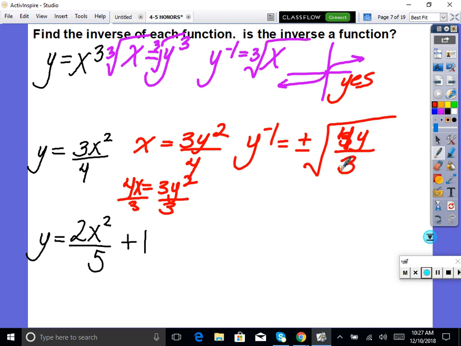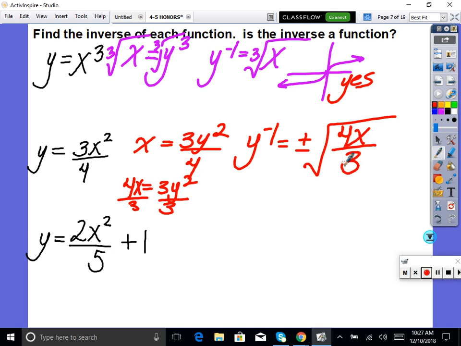Is the inverse a function? Oh, what the heck am I doing? I'm going nuts up here. Going like a maniac. Okay, so it's actually 4x over 3.